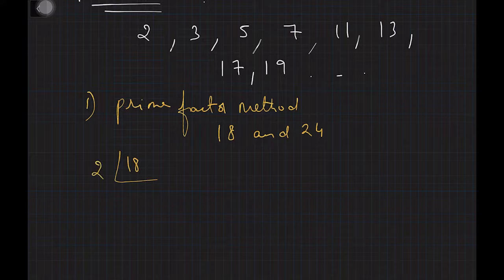So 2 9s are 18. We can't proceed with this process because 2 doesn't divide 9. Therefore we can't continue further with the number 2. So we will have to catch hold of another prime number. So let's check if 3 divides 9. So 3 divides 9, therefore we can continue the process with the number 3. 3 3s are 9. We can still continue with 3 because 3 divides 3. 3 1s are 3.